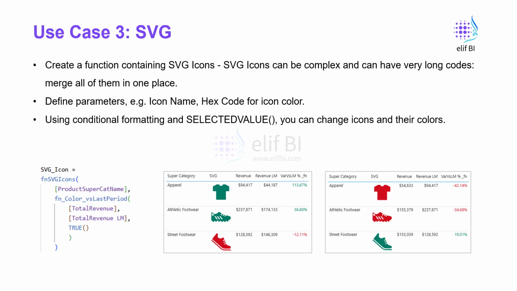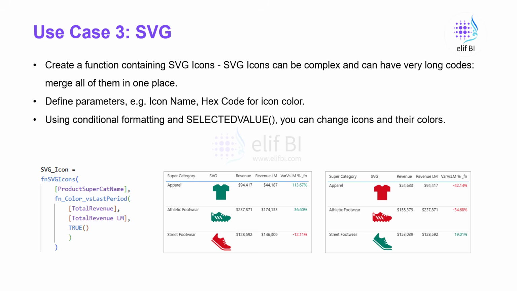The third use case example is quite interesting because now we are entering into some advanced visualization techniques, which is SVG, and quite common these days that we want to use it in the new KPI card, which is not new anymore, and then the tables where we can use some images. What we do here essentially is we create a function containing SVG icons. SVG icons can be complex sometimes because they consist of a large number of rows sometimes, and you want to combine them in a centralized location. So the functions can be a good use for that, where you create a function and you can merge all of them in one place.